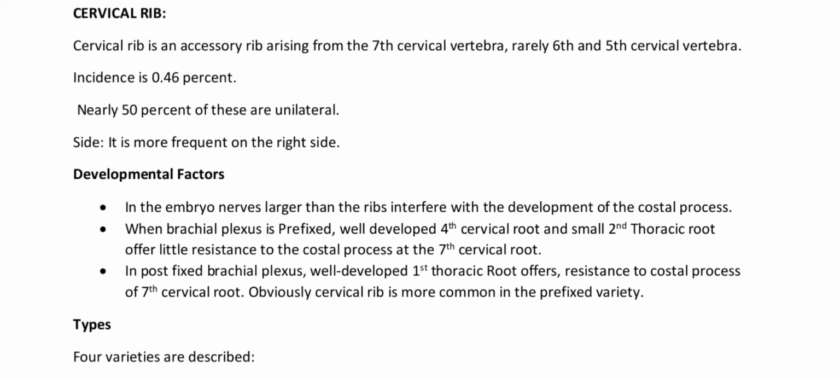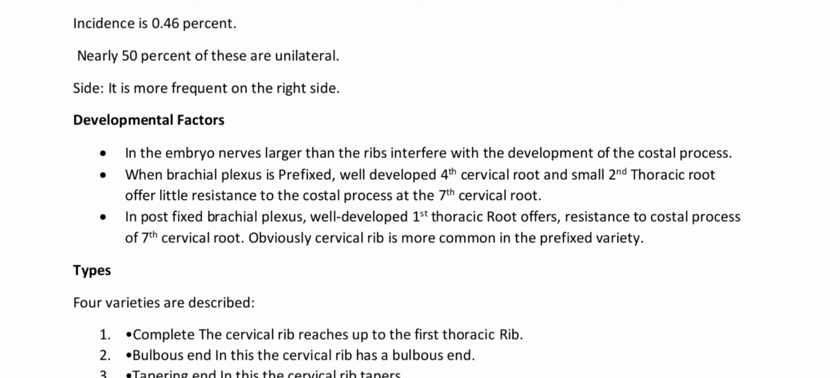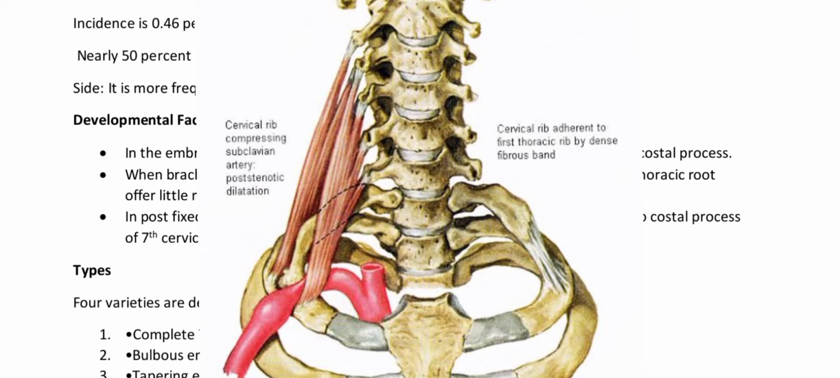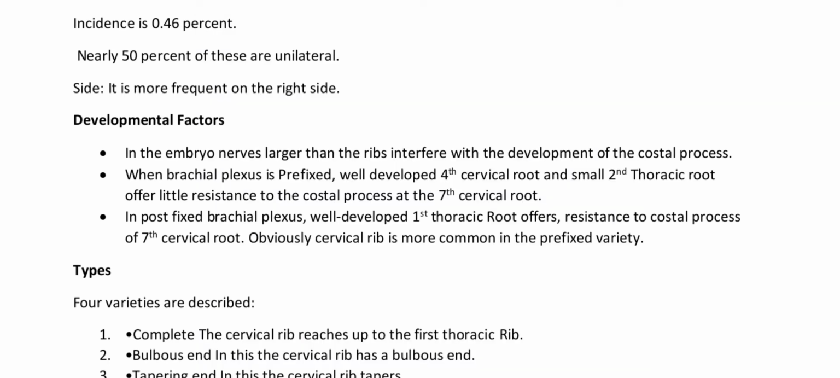The developmental factor which contributes to the cervical rib is that in the embryo the nerve is larger than the rib and interferes with the development of the costal process. When the brachial plexus is prefixed, the well-developed fourth cervical root and the small second thoracic root offer little resistance to the costal process at the seventh cervical root. In postfixed brachial plexus, the well-developed first thoracic root offers a resistance to the costal process of the seventh cervical root. Obviously, the cervical rib is more common in the prefixed variety.